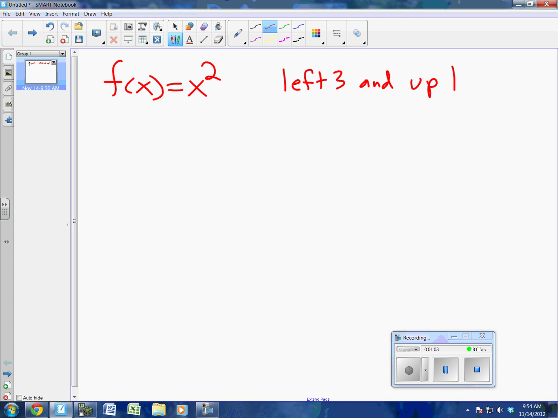What would my new equation be if I wanted to move this function, x squared, left 3 and up 1? You know it. Raise your hand. Think about it. F of x equals x squared. If we want to move it left 3 and up 1, what would we do? Okay, all right, Kyle, what do you think?